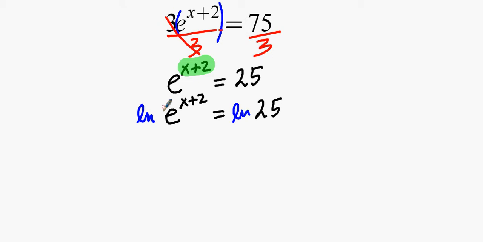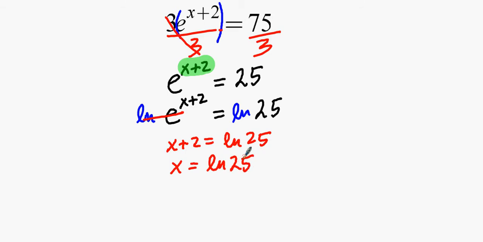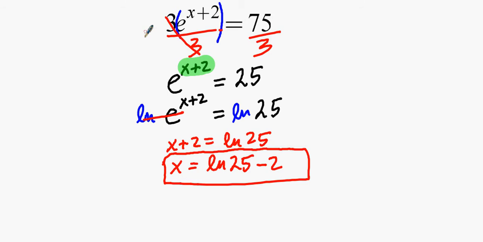So to the left, ln and e will cancel, so I'm left with x plus 2 equals natural log of 25, and I just need to subtract that 2, so x equals ln 25, move that 2 to the right, make it negative. And that's my answer. If you want to know what that number is, feel free to use your calculator.